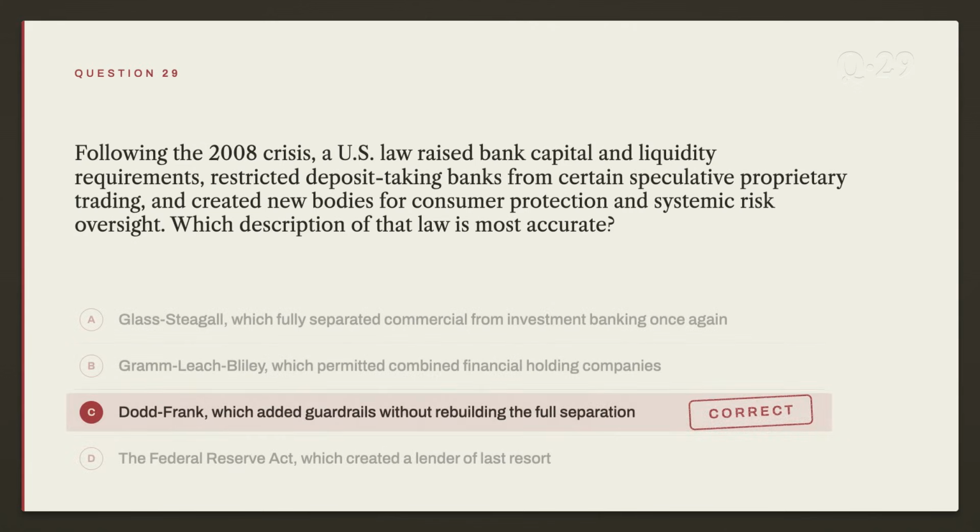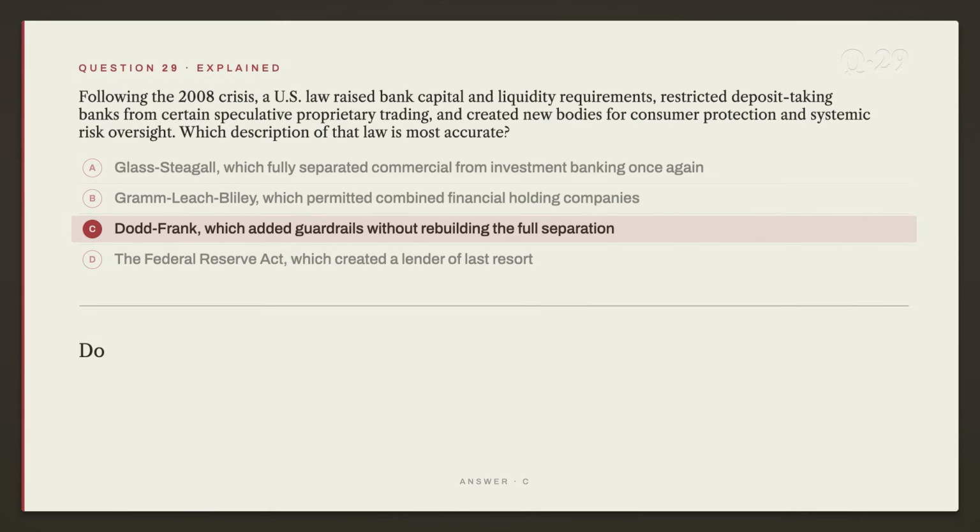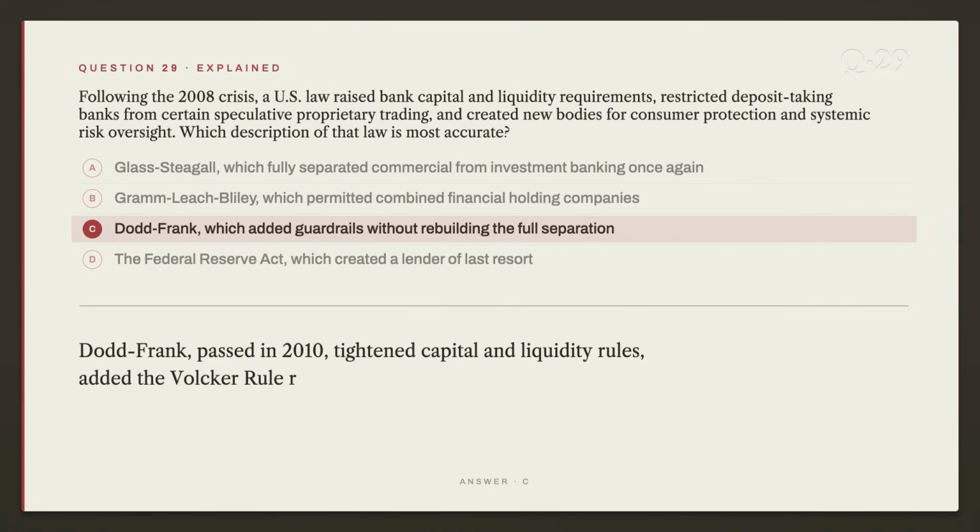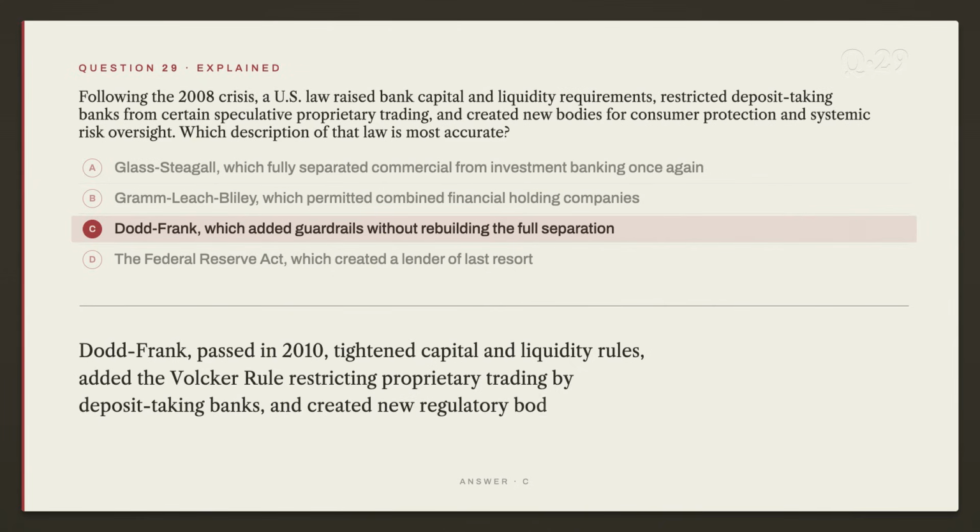The correct answer is C. Dodd-Frank, which added guardrails without rebuilding the full separation. C is correct because Dodd-Frank passed in 2010, tightened capital and liquidity rules, added the Volcker rule restricting proprietary trading by deposit-taking banks, and created new regulatory bodies. It deliberately stopped short of reinstating a full Glass-Steagall-style wall between the sectors. The clean reflex is built in 1933, torn down in 1999, guardrails added in 2010.